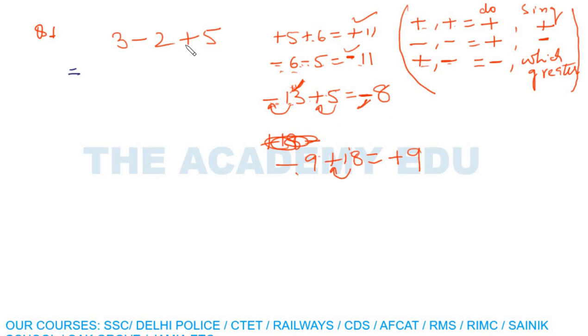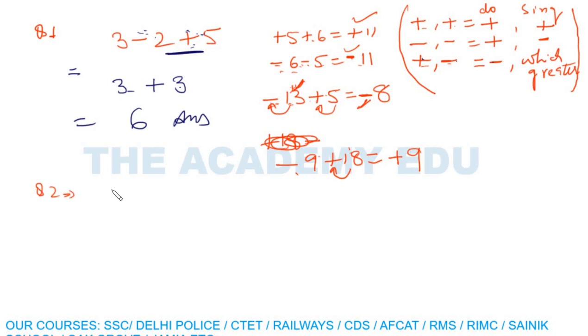First we do the plus. So minus 2 plus 5: there are two different signs, so we subtract. 5 minus 2, we get 3. And for the sign, which one is greater? Plus 5, plus is greater, so we write a plus sign. Now 3 plus 3 is 6. So 6 is your answer. Let's do another question.